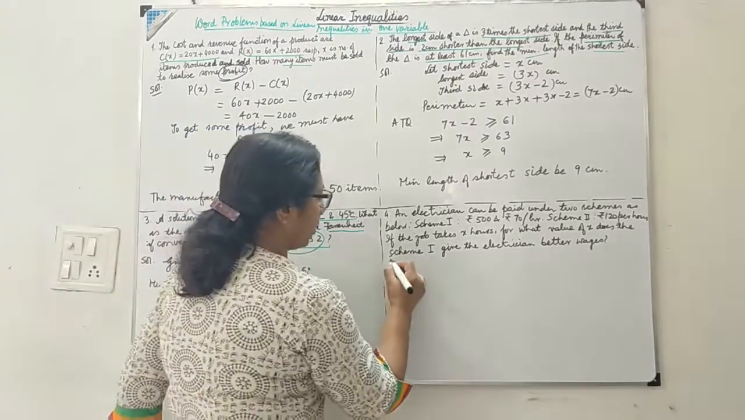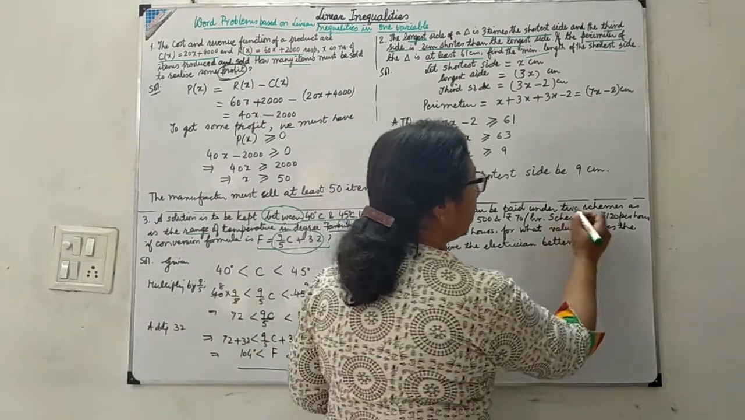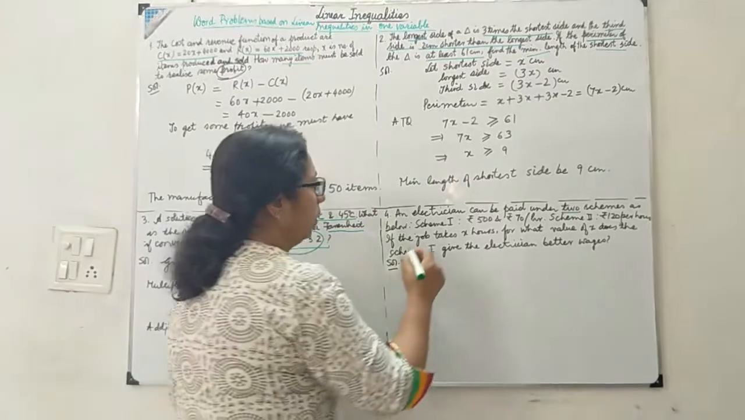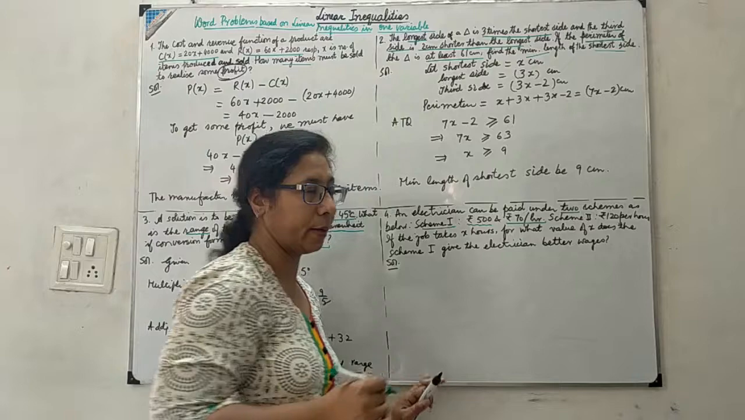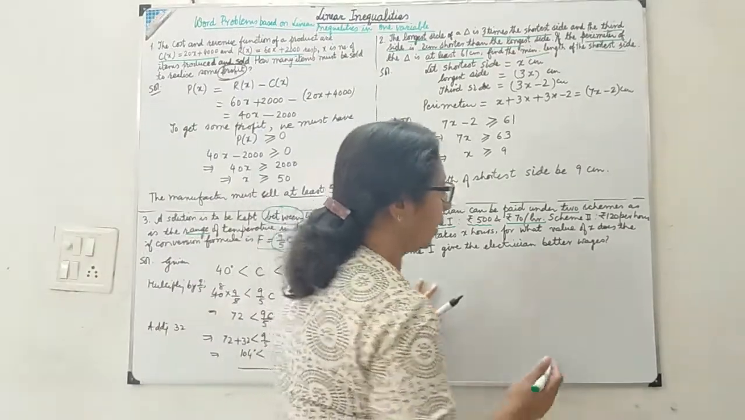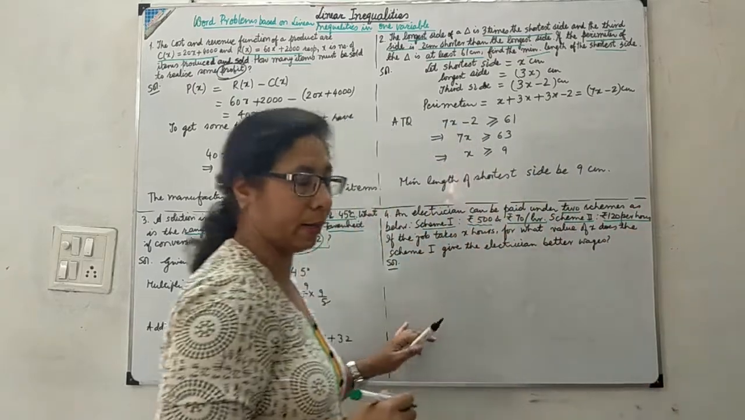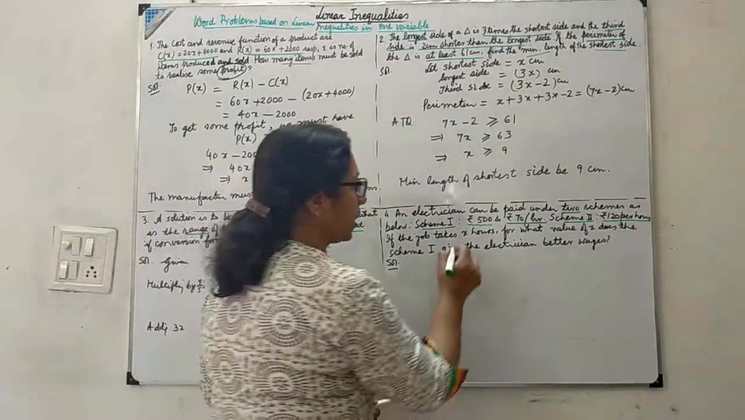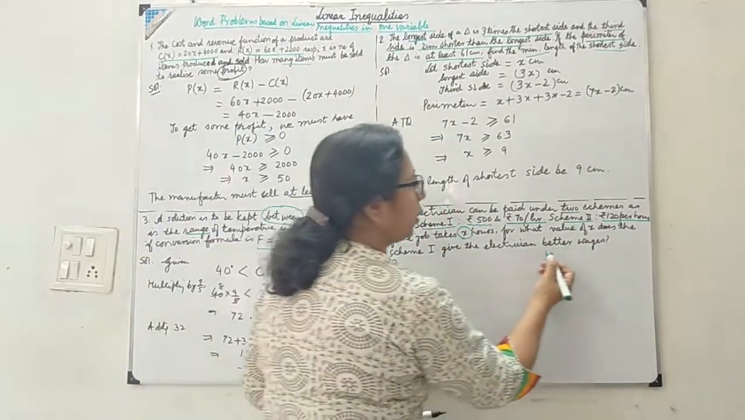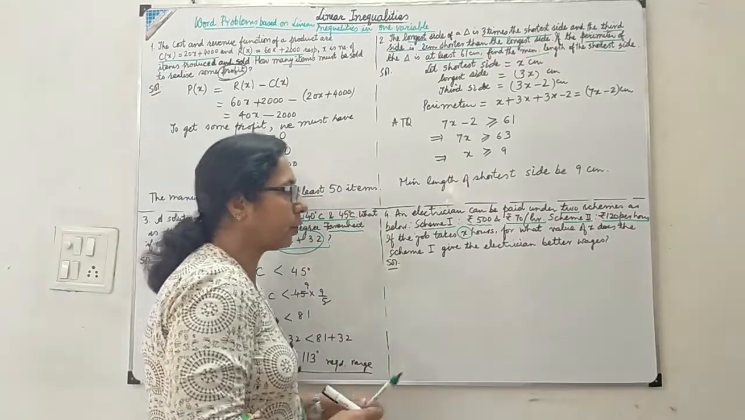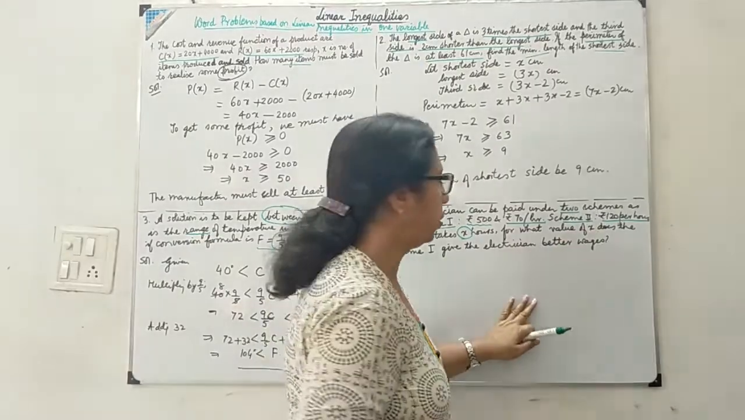Now moving to the fourth question. See, an electrician can be paid under two schemes. There are two schemes given to you. Scheme 1 is rupees 500 plus rupees 70 per hour. Scheme 2 is rupees 120 per hour. So if the job takes x hours, for what value of x does scheme 1 give the electrician better wages? We are to check whether the electrician gets better wages in scheme 1 or 2.